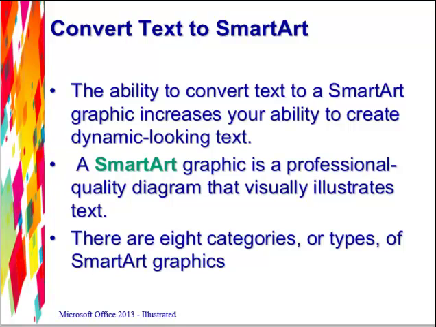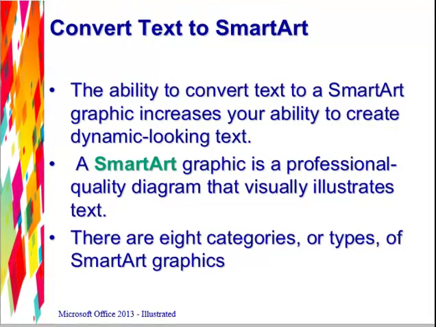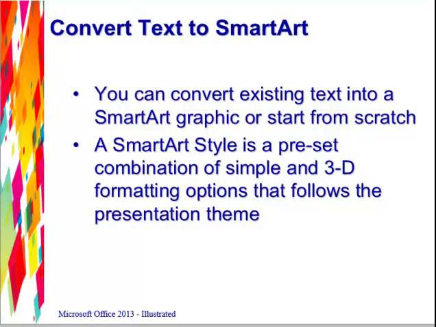Okay, the next part of PowerPoint B is to talk about converting text to SmartArt and inserting and modifying shapes. Converting text to SmartArt adds a little pizzazz, a little sharpness, and a professional-quality diagram to your PowerPoint presentation. There are 8 categories or types of SmartArt graphic that you can find in your PowerPoint ribbon at the top. When you want to convert your text to SmartArt, you type existing text into the graphic, or start from scratch.